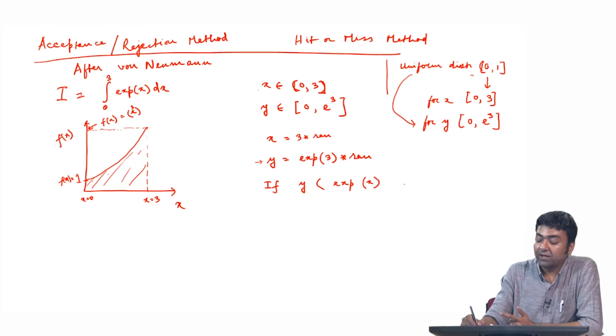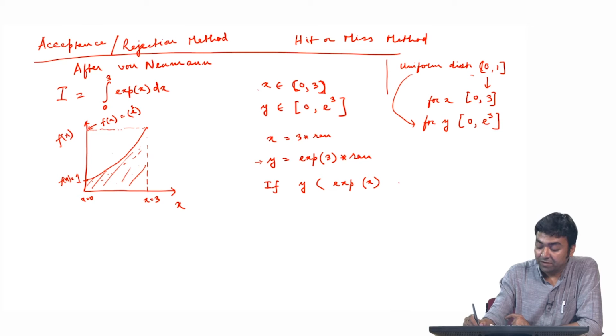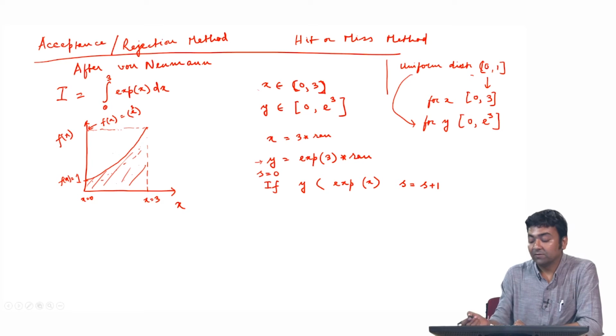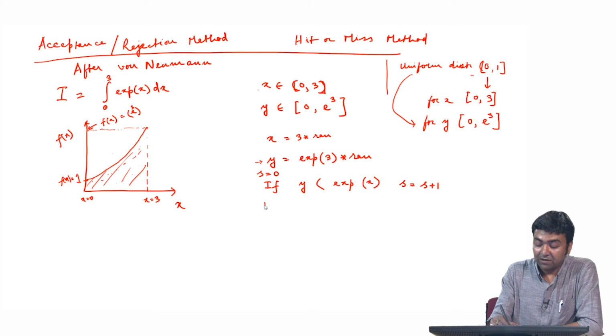So, I have to keep a counter to find out how many such random points are there in the shaded region. Suppose such a counter is given by s. I increase my counter, s equals s plus 1. I start with s equals 0. I repeat this for say n number of times.